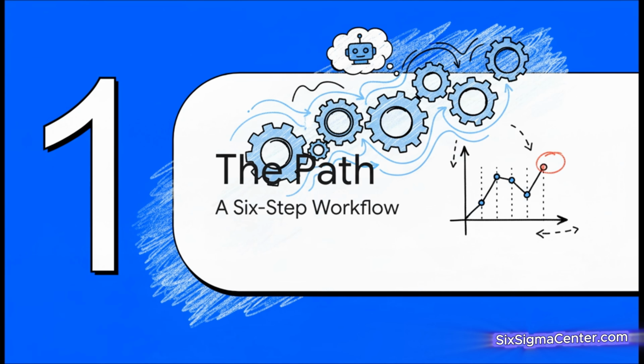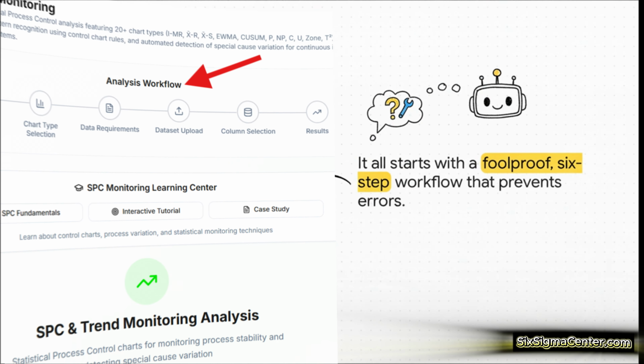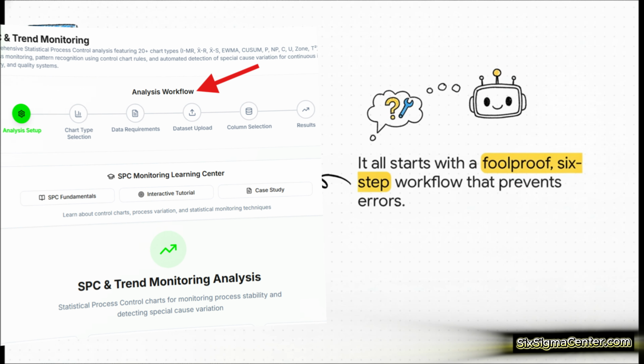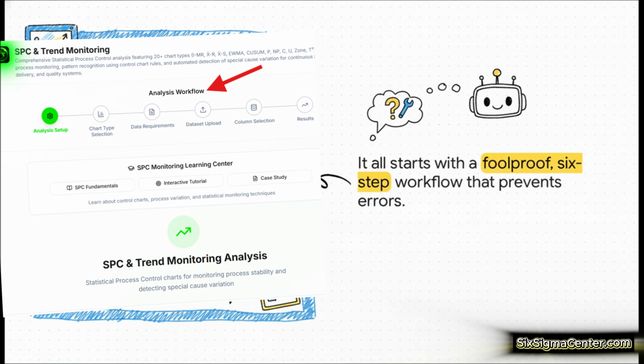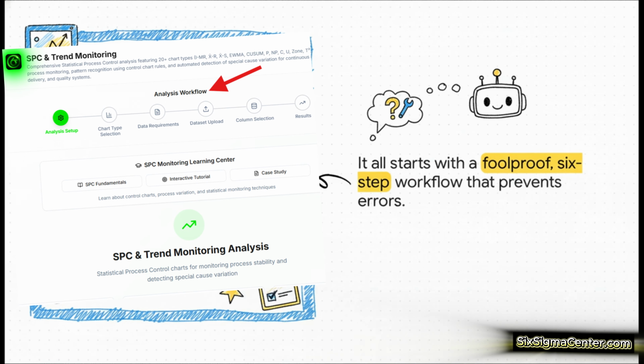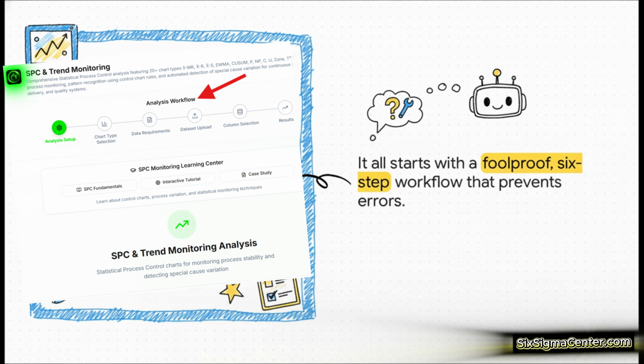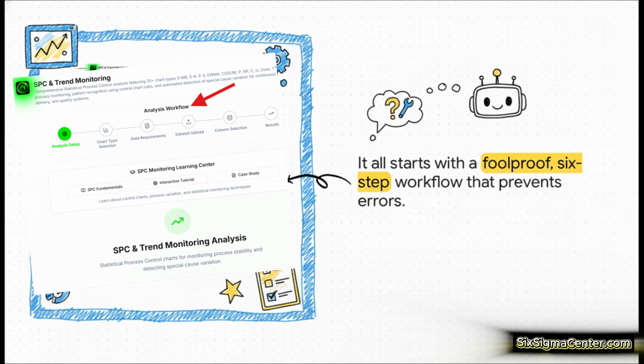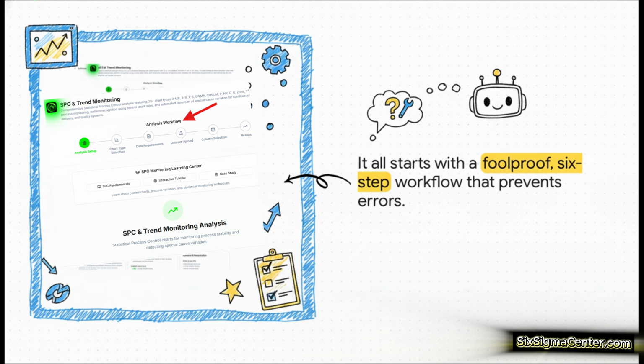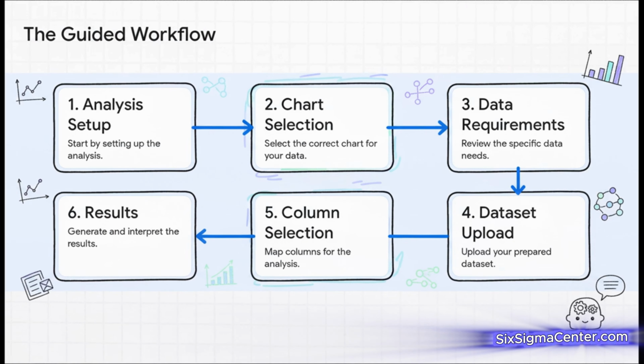The entire analysis is really built around one simple idea, a clear, structured path that pretty much anyone can follow. At the absolute heart of this whole approach is a visual workflow. And look, this isn't just a suggestion, it's a required path. The software literally walks you through it, 6 steps from the very beginning all the way to your results, making sure nothing gets missed.